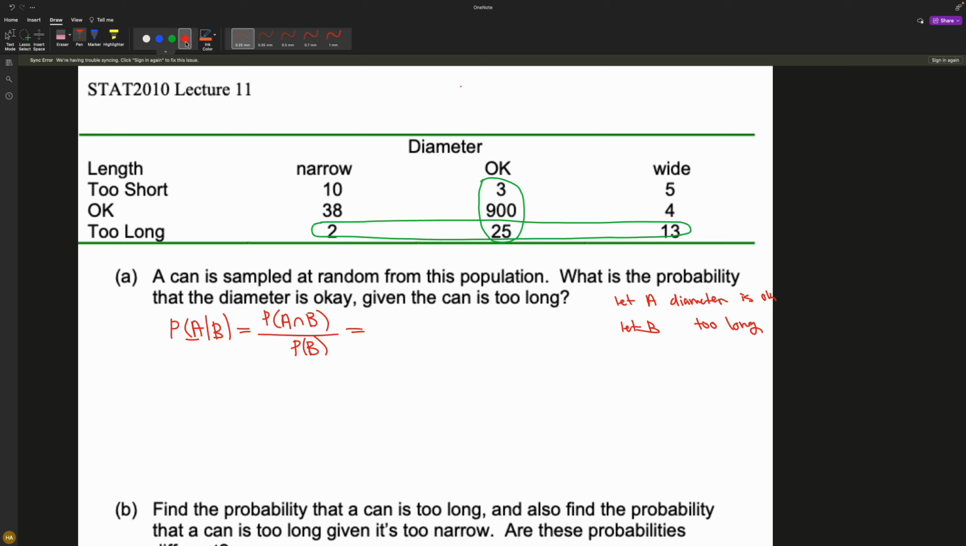So we're looking, what are the chances you get this out of the whole thing? And so what we're going to do, well, 25. What's the chances I get 25 out of the whole thing? So that's my probability of A intersect B. Then I'm going to divide it by the probability of just B happening, which is that it's just too long. And that would be 2 plus 25 plus 13, which is 40, divided by 1,000. And so what happens here is I'm going to have the probability of B cancel B. And I'll be left with just the probability of A happening, assuming B already happened. So you'll just do this math and you'll get some answer.